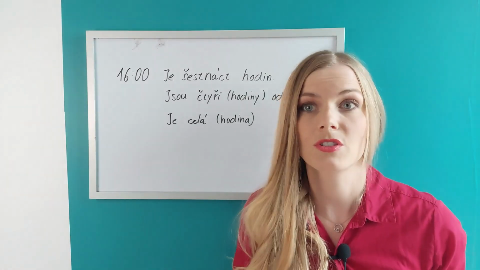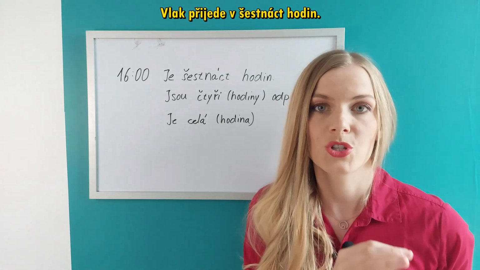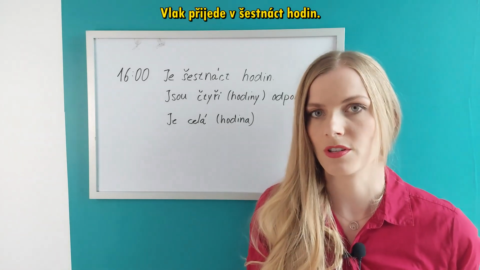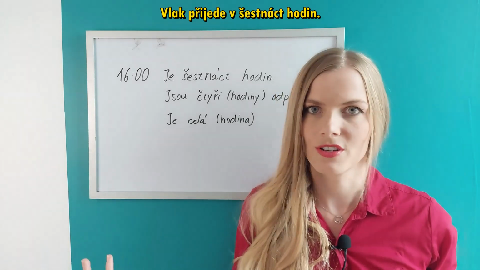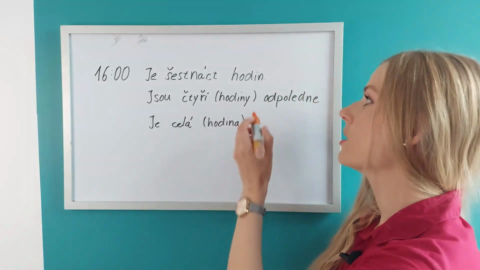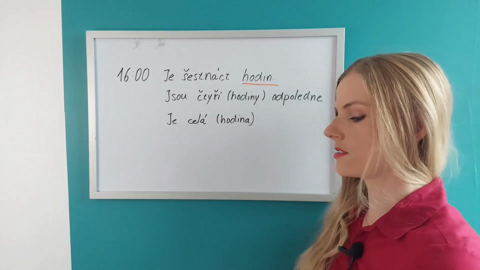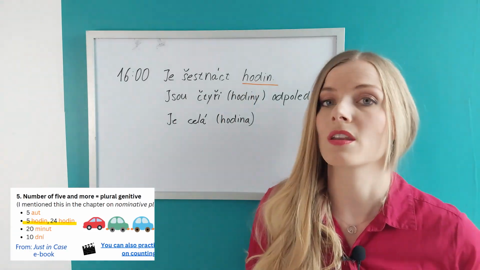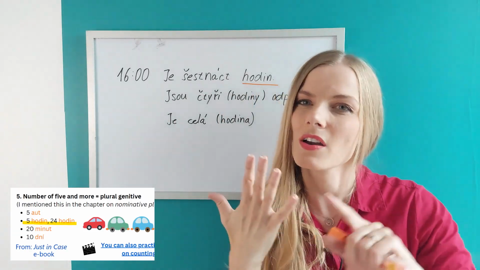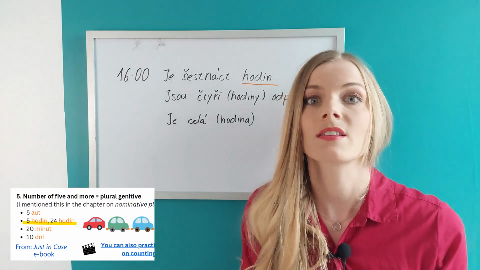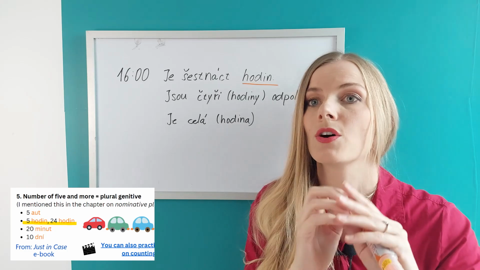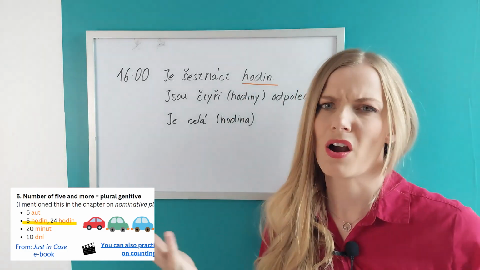Or when you talk about a schedule, vlak přijede v 16 hodin. The train will arrive at 1600. If you're into grammar, hodin is the genitive case. This is the form that we use when we talk about a quantity of 5 and more. Hodina is an hour and hodin is of hours.